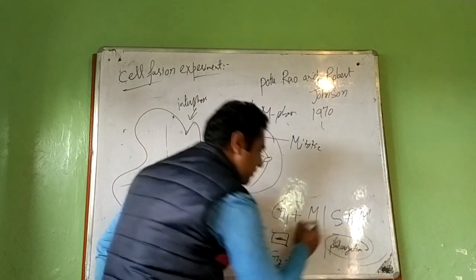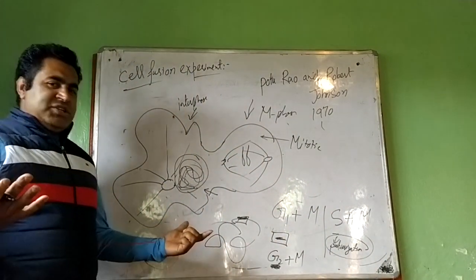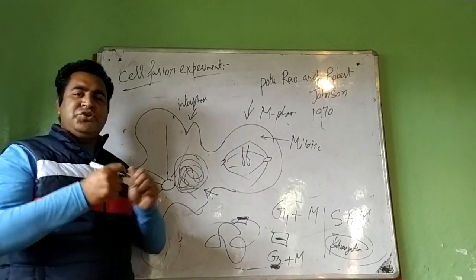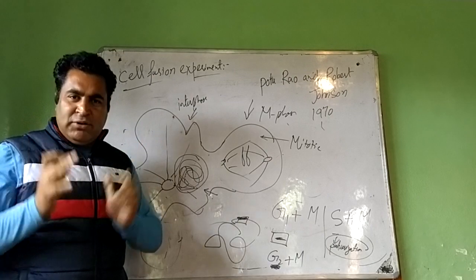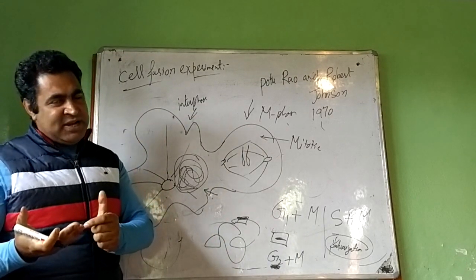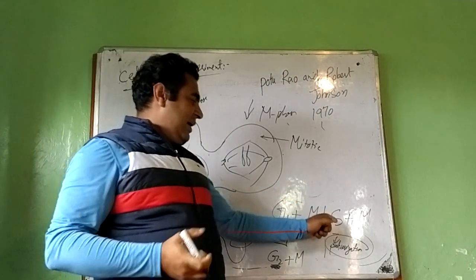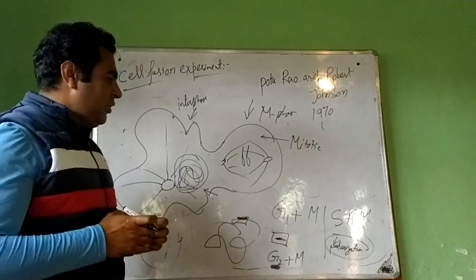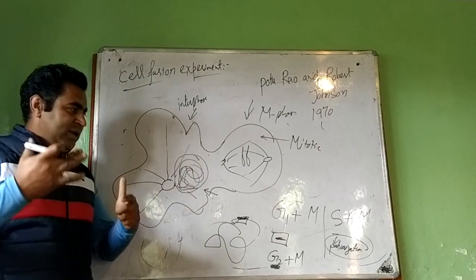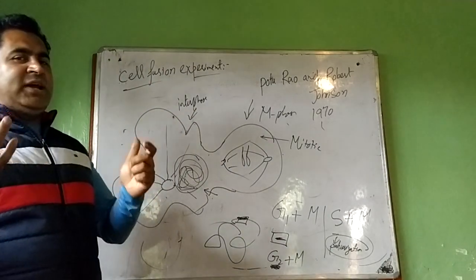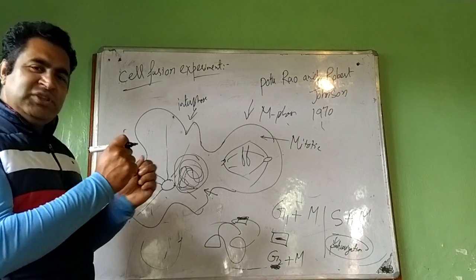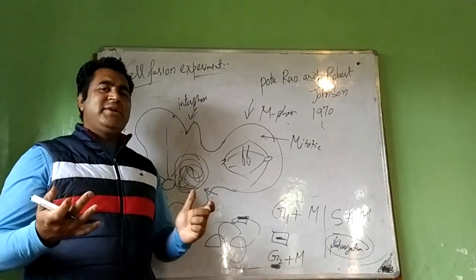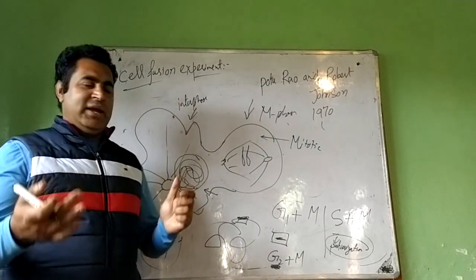So what is this pulverization? The M phase is giving the signal that you should compact DNA. The factor present in the M phase cytoplasm is making this S phase DNA compact. But you know, during S phase, DNA is being synthesized. So if DNA is being synthesized, these cells will have some of the DNA which is not yet replicated.